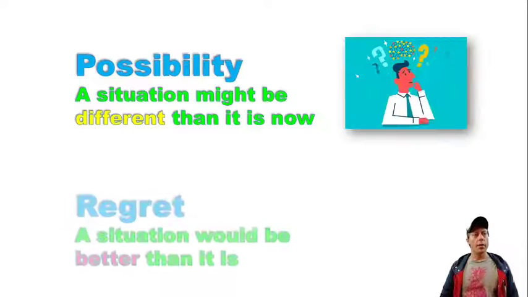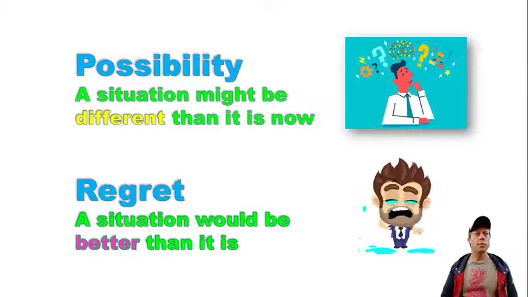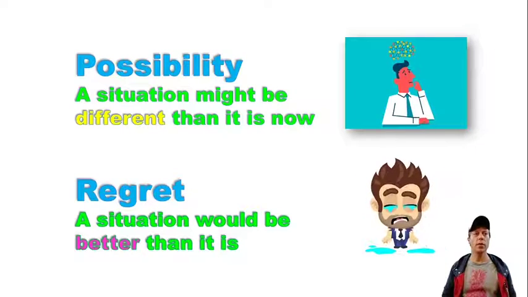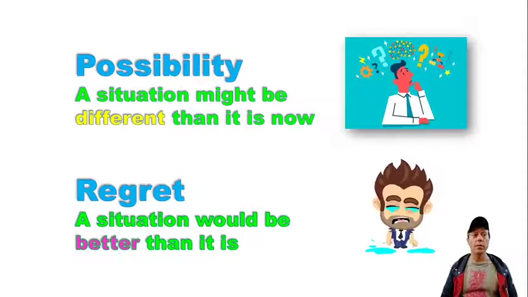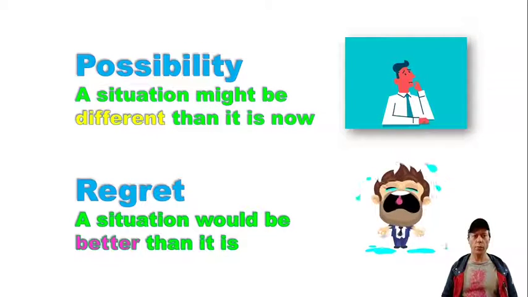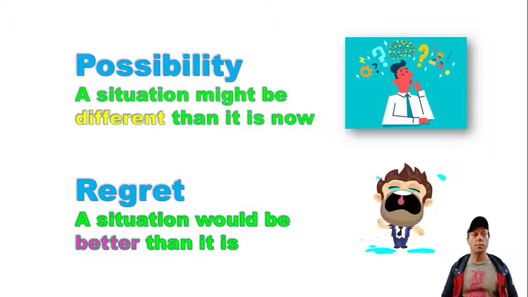Okay, you can imply with the second conditional two key ideas: possibility and regret. So for example, possibility is that a situation might be different than it is now somehow, or regret, that a situation would be better than it is now. And we're talking once again about the imaginary present or imaginary future, the second conditional. Let's have a look at some examples.